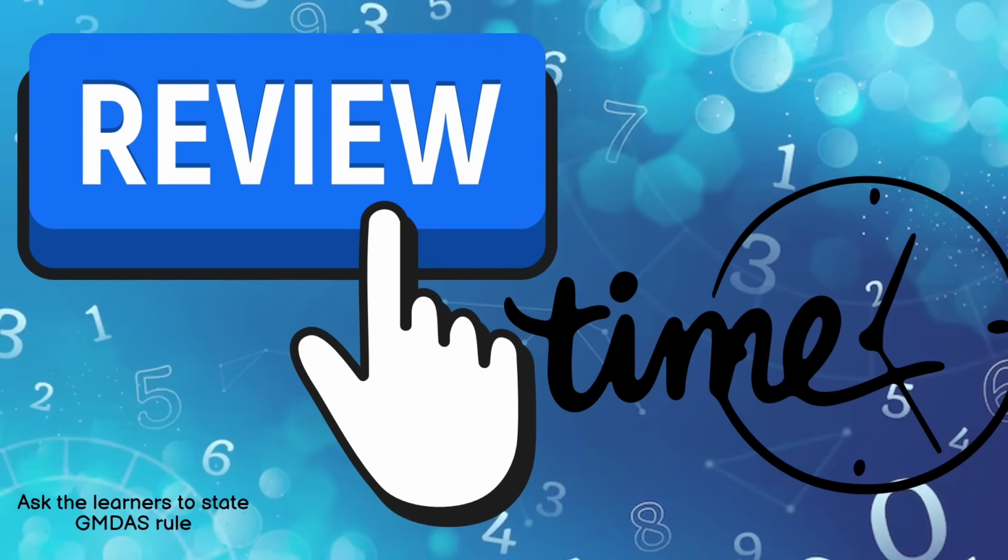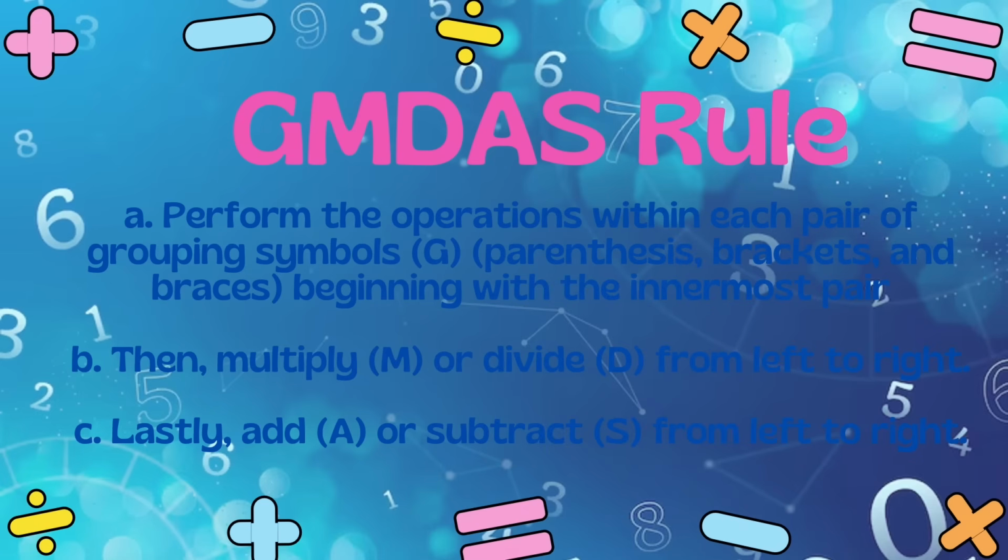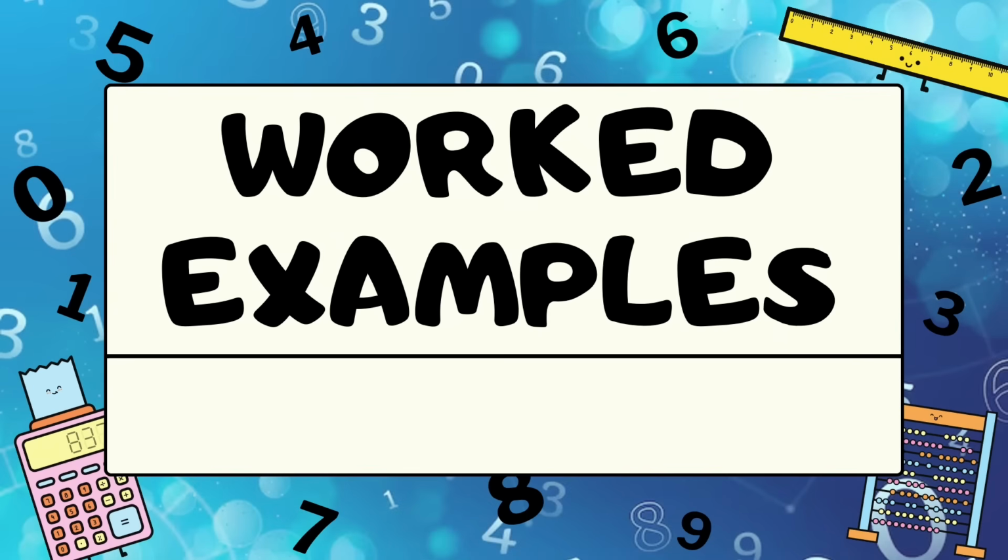Okay, let's have our review. Okay, so can you state the GMDAS rule? Ano ba yung ating GMDAS rule and how do we use it in performing different word or number problems? So again, GMDAS rule, perform the operations within each pair of grouping symbols. So it might be a parenthesis, brackets, and braces, beginning with the innermost pair, and then multiply or divide from left to right, and lastly, add or subtract from left to right. So we have here some worked examples that you can always review. You can always go back to this video and review, or other videos as well that you think might help you better understand the GMDAS rules.